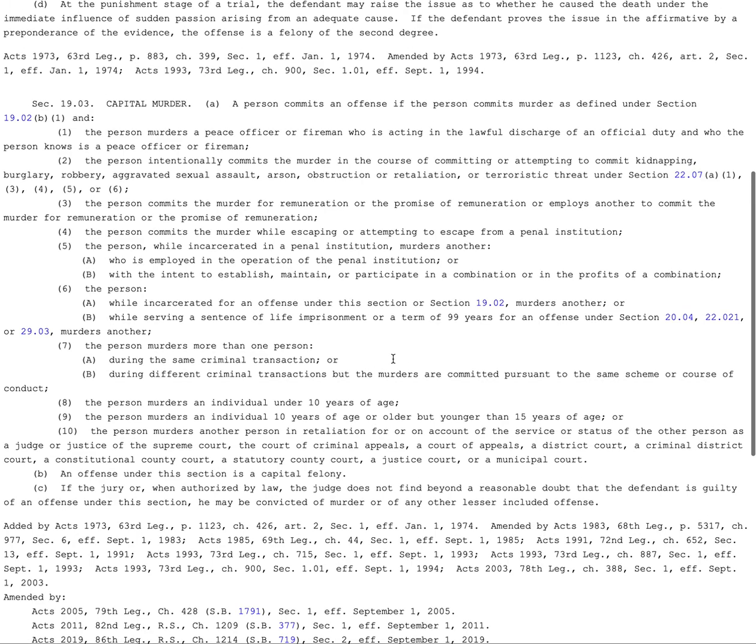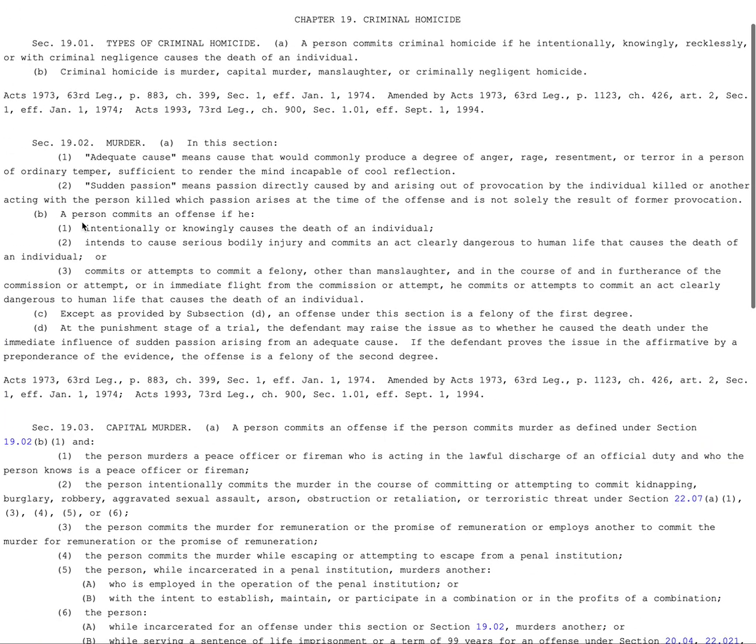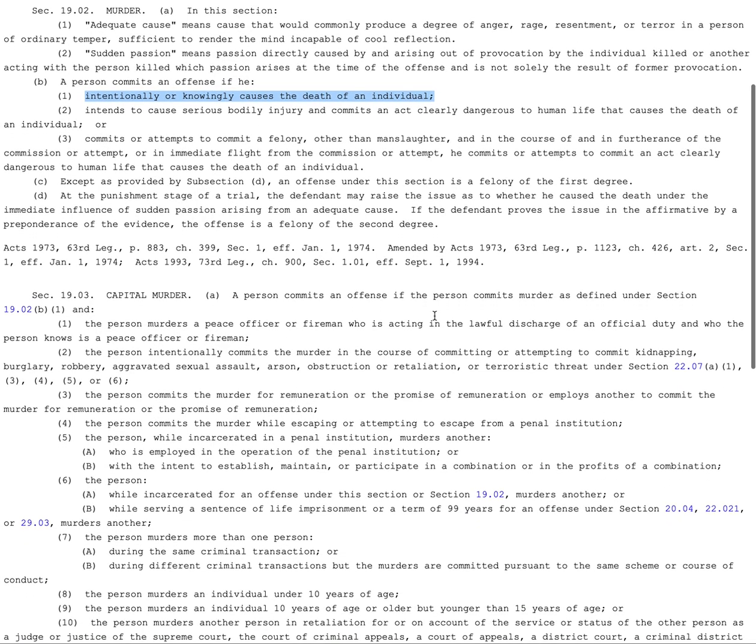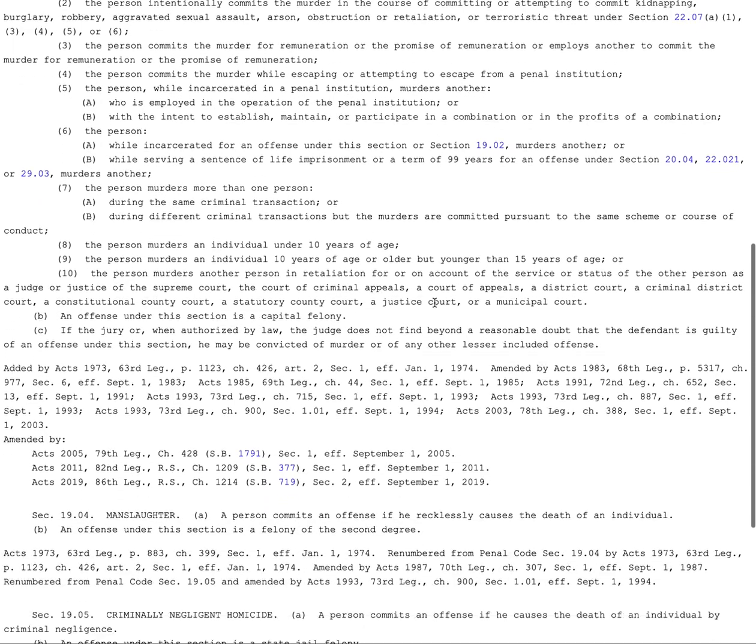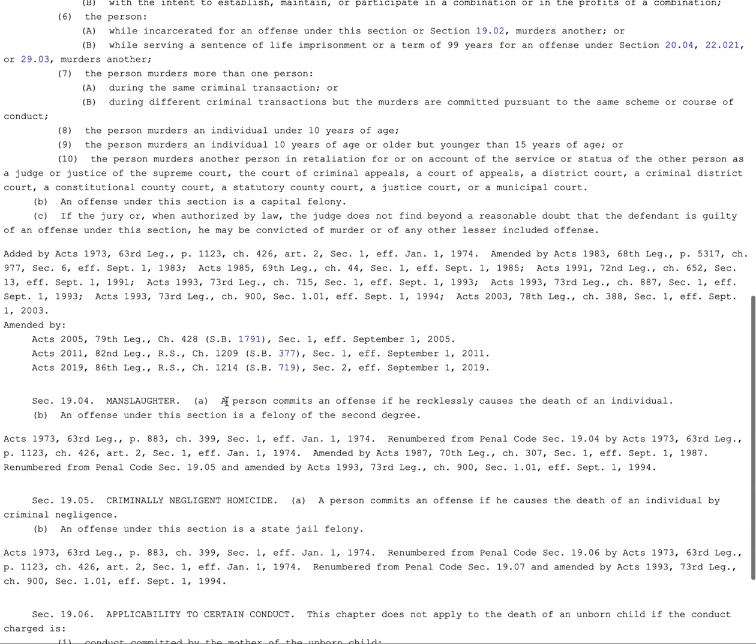All right, so skip over capital murder. We've looked at murder. The main one, 19.02(b)(1), is intentionally or knowingly causes the death of an individual. So let's compare that to manslaughter. Manslaughter is a simple statement. A person commits an offense if he recklessly causes the death of an individual.